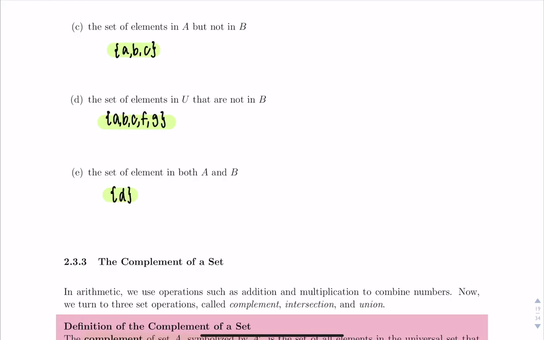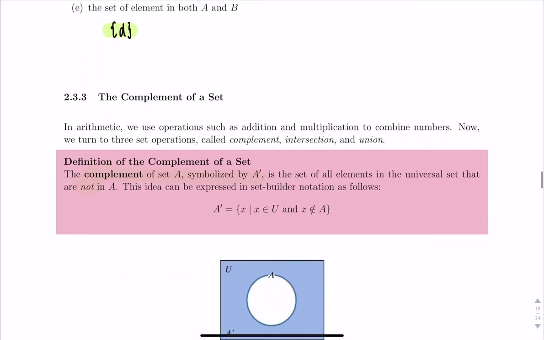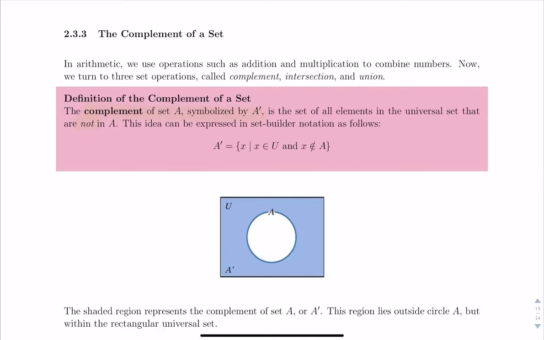So in arithmetic, we use operations such as addition and multiplication to combine numbers. Now we turn to 3 set operations called the complement, the intersection, and the union. So the complement of a set A, which is symbolized by an A with an apostrophe, is the set of all elements in the universal set that are not in A.